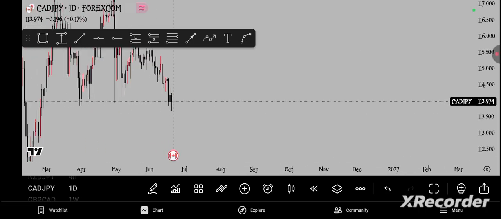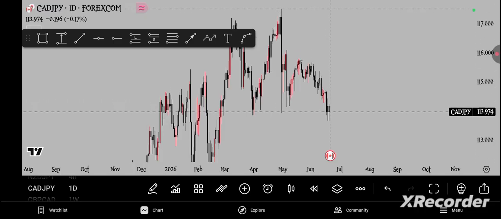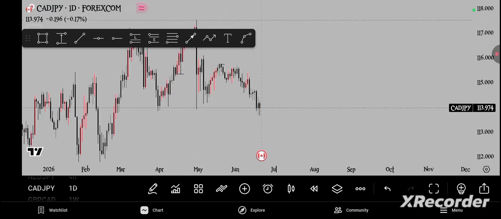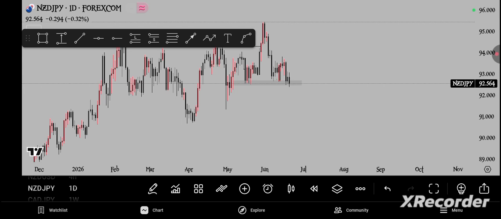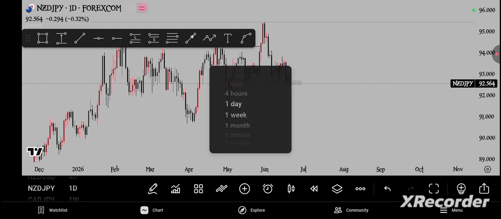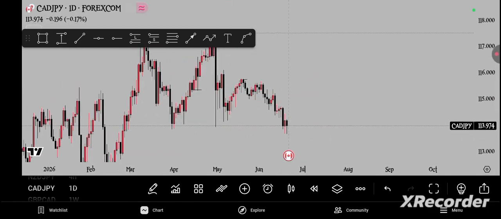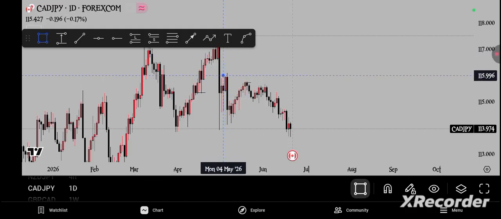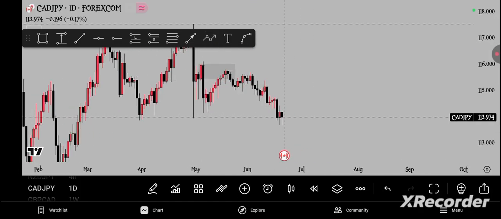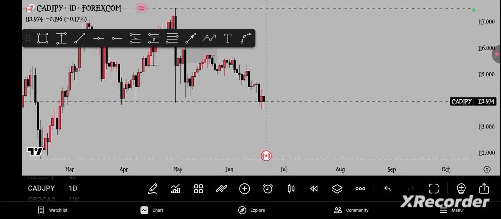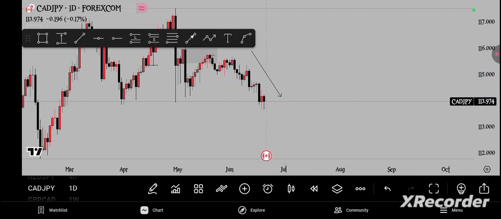CADJPY, let's see. CADJPY has been dropping. Let's see, so this internal supply did hold, so it pushed price downward. Going to the forward time frame. So in essence, our bias on CADJPY is bearish.